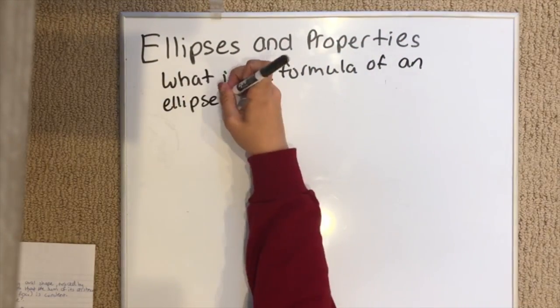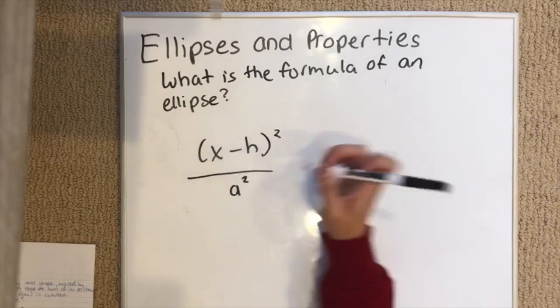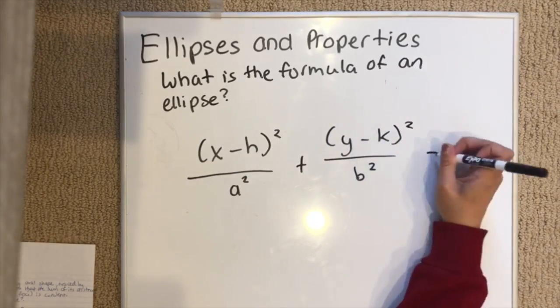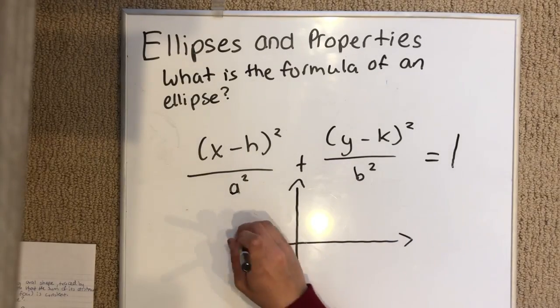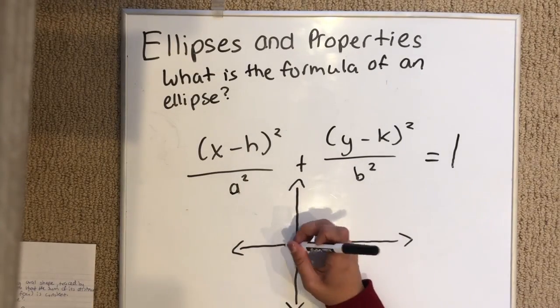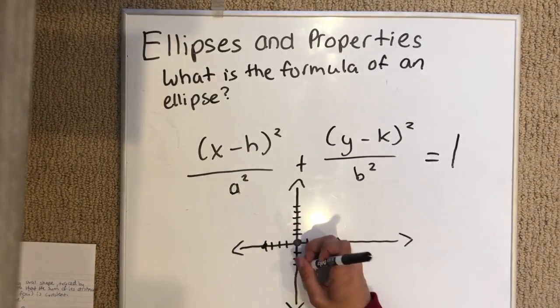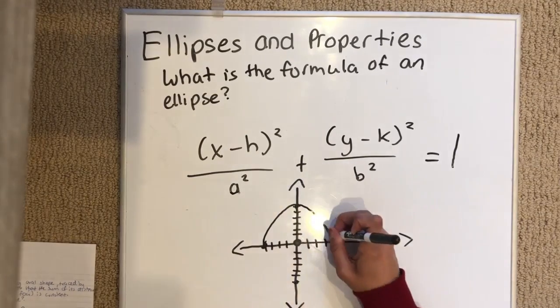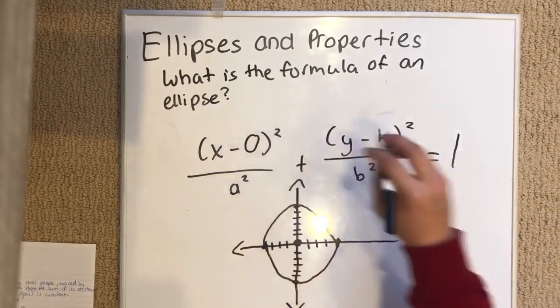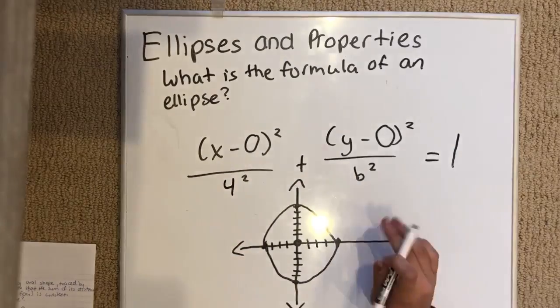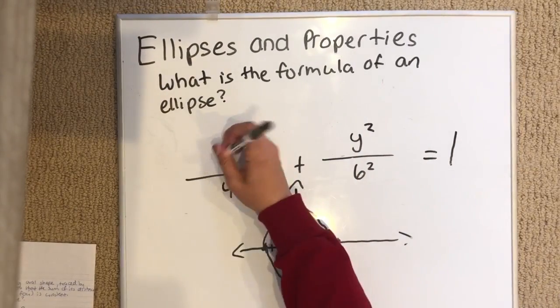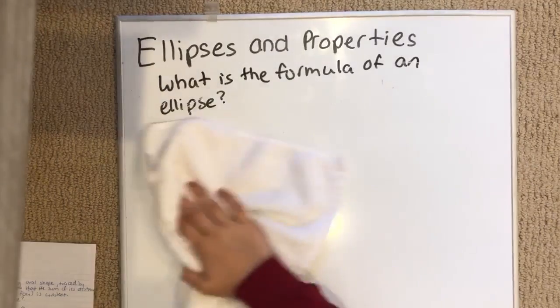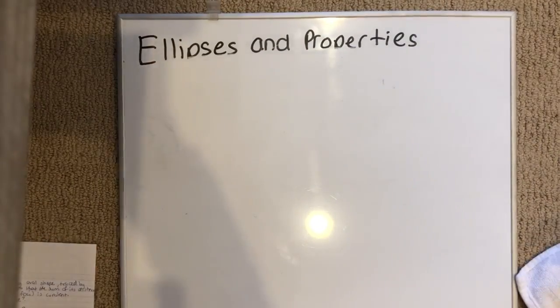So what is the standard equation of an ellipse, not formula? h and k in this equation would be the points of the center. a would be the distance from the center to the vertex on the major axis, and b would be the distance from the center to the vertex on the minor axis, and it always equals 1. So in this example, 4 and 6 would be a and b, and 0 and 0 would be the points of the center.